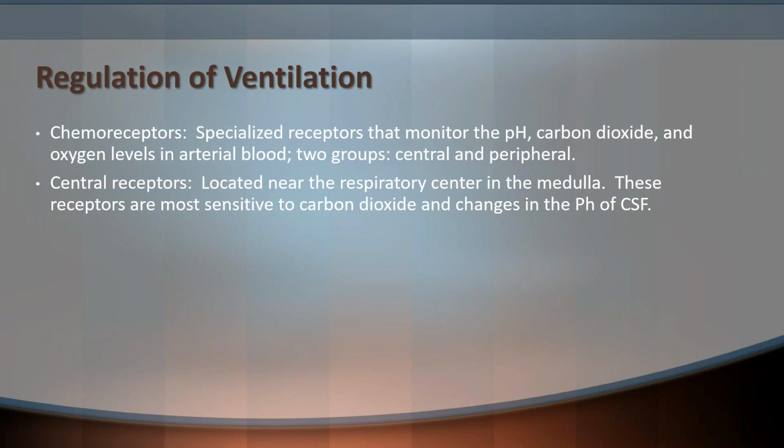These are most prone to changes in the amount of carbon dioxide in our system. So if we start getting an increase in carbon dioxide, we are going to start increasing our ventilations in order to blow off that carbon dioxide. Vice versa, if we have low carbon dioxide, we are going to breathe slower. Again, the majority of us breathe based on our central chemoreceptors.